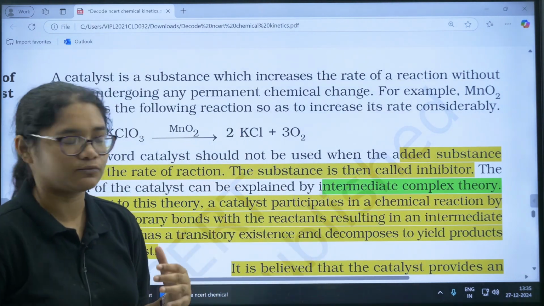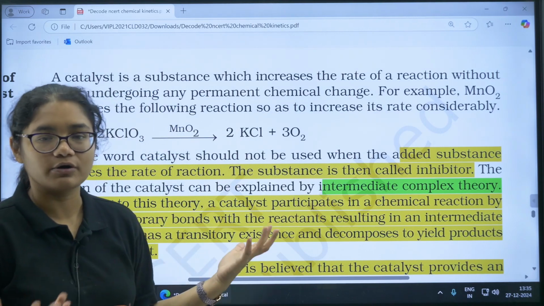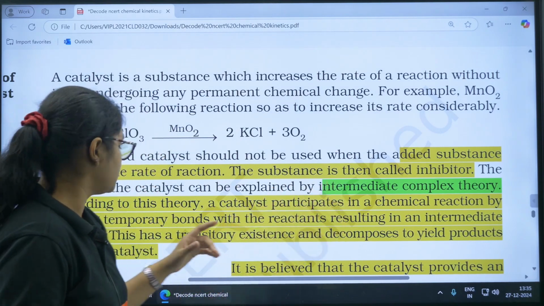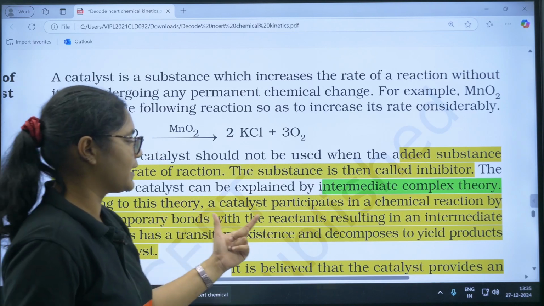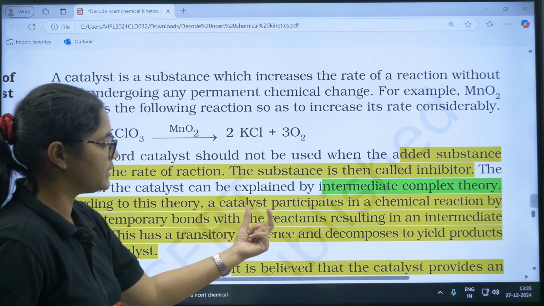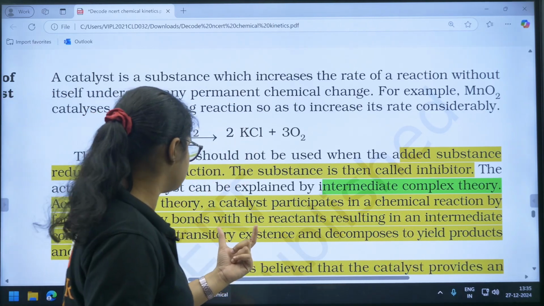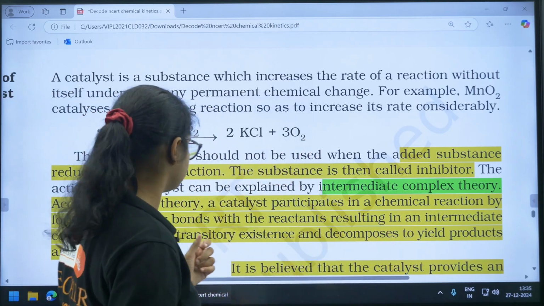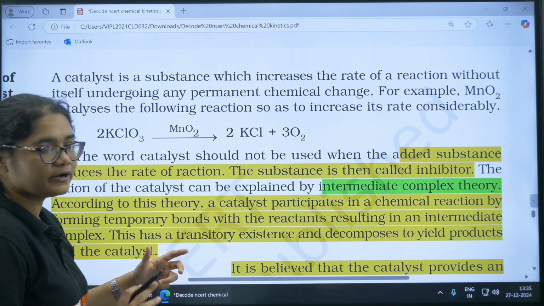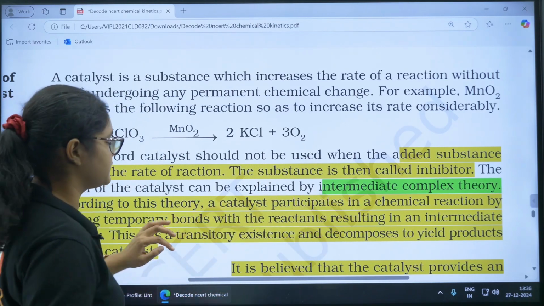Okay, so the question may be asked: what is intermediate complex theory? You might think that this is not there in the book, but yes, it is there. So what does this theory say? According to this theory, a catalyst participates in a chemical reaction by forming temporary bonds with the reactants, resulting in an intermediate complex. This has a transitory existence and decomposes to yield the products and the catalyst. So, 2 points, you can easily get 2 marks, intermediate complex theory. Okay, so please highlight this one.